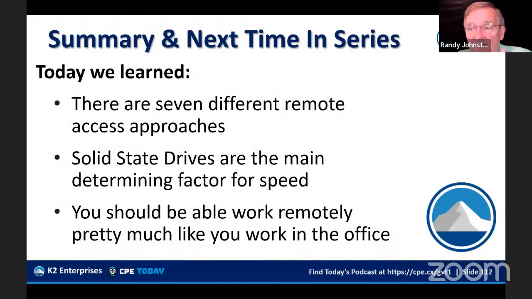So hopefully, let me just jump down to the summary and for the next time in the series. Today, we've learned that there are 7 different remote access approaches, that solid state drives and SANs are the main determining factor for speed. We need some IOPS, and you should be able to work remotely pretty much like you work in the office. Not really a lot of change on that. So that's the start. We've still got more to go in part 2, but I thought that'd give us a great start for today.